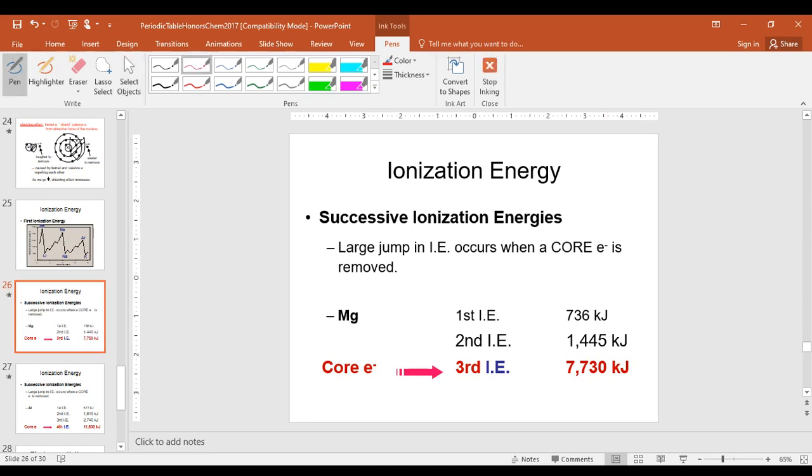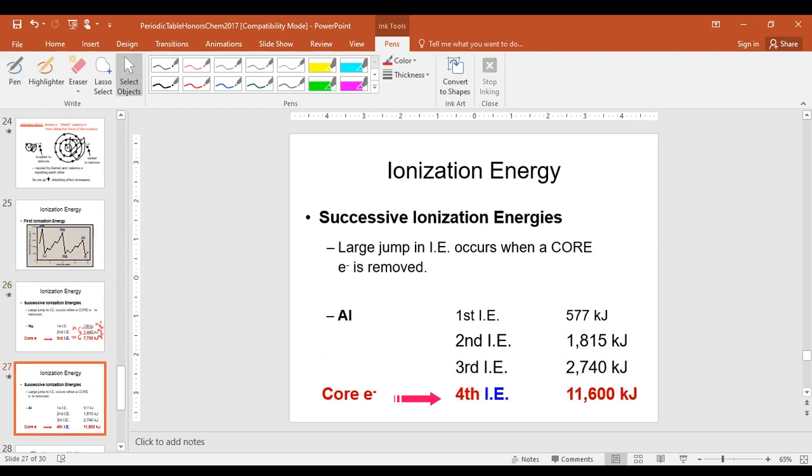So if we look at this slide here, when we remove one electron from magnesium, forming Mg+1, we need about 736 kilojoules. We remove the second electron, we see about a 2 times increase, forming Mg+2. We remove a third electron. Now we're starting to remove some of those core electrons from a very stable configuration of a noble gas. Now it's about a 7 times increase to form Mg+3.